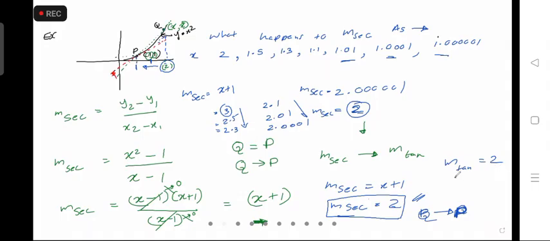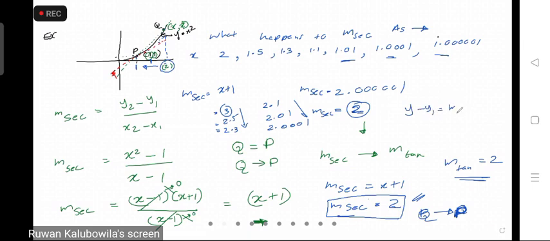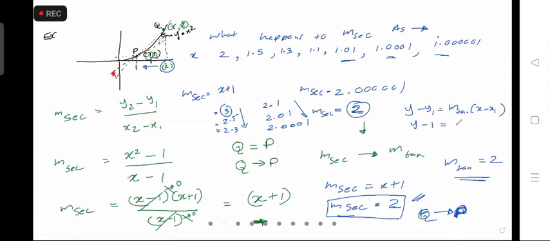Now you are at the end of the question. You need to write the expression for the tangent line. So now you can write it down. How to write it down: y minus y1 is equal to m tangent times x minus x1. You can take the points: y minus 1 equals 2 times (the tangent is 2) x minus 1.